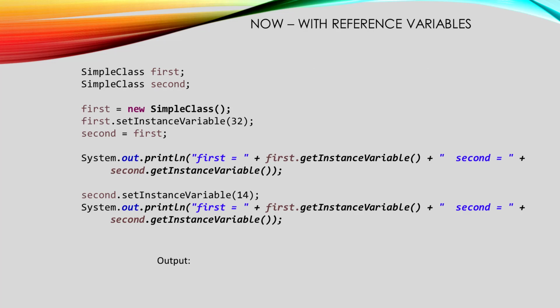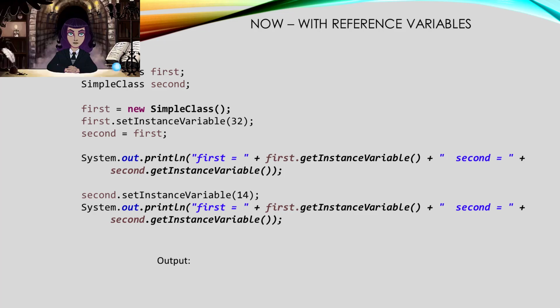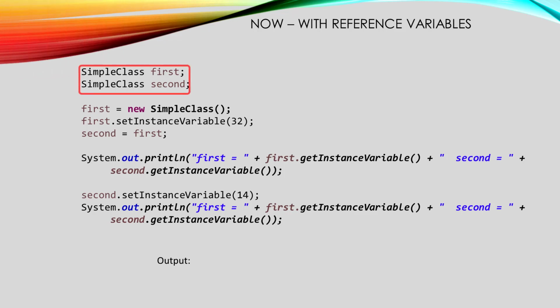For this example, suppose we've created a class named SimpleClass that has one instance variable named InstanceVariable and a getter and a setter for that variable. Go back and play the description of that class again. You should be able to get a vision of what that code looks like. Now, our example variables, first and second, are SimpleClass variables.